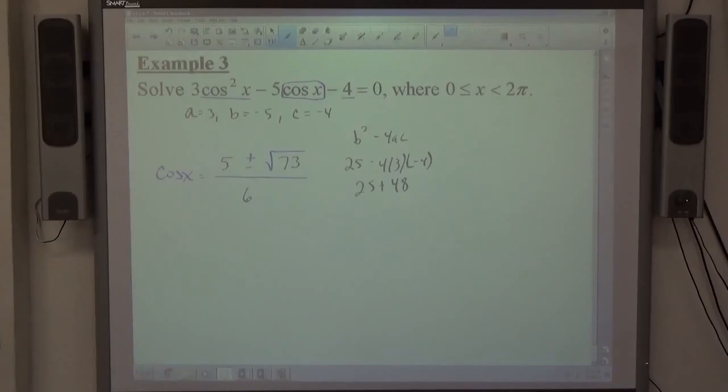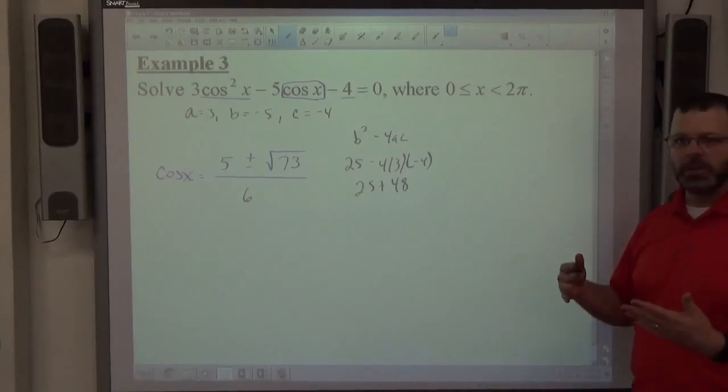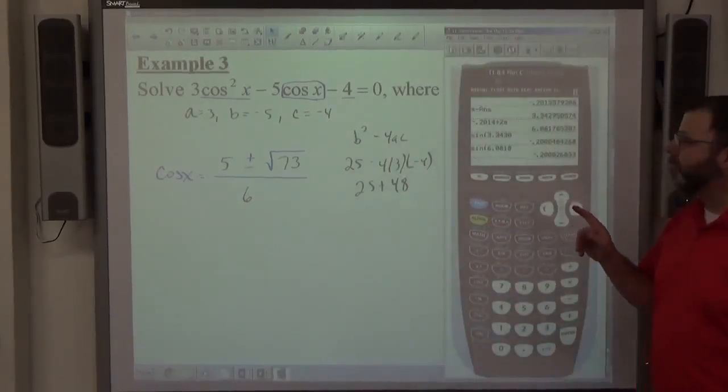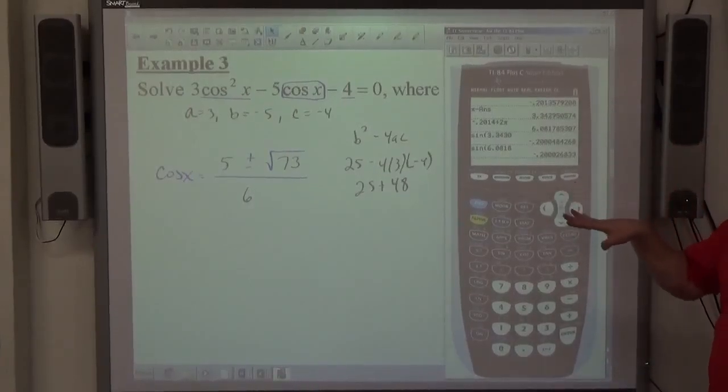That is not one of those special ones, right? It's not 1/2 or square root of 2 over 2, square root of 3 over 2. That's not on my sheet. And that's what I'm getting across to you here, is that they're not always on your sheet. So sometimes we have to use inverse trig functions on our calculator. What I'm going to type in my calculator is this: cosine of x equals that thing.